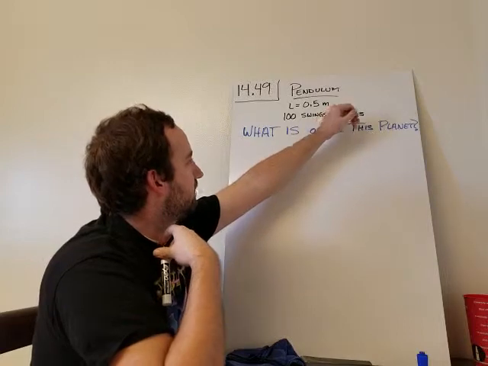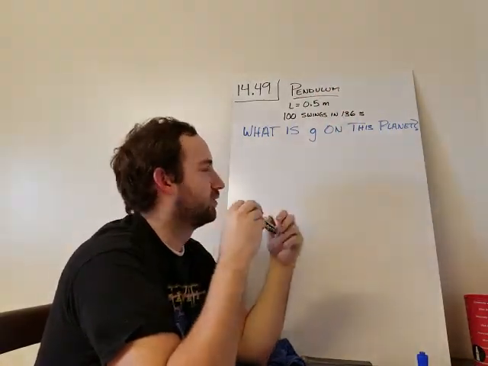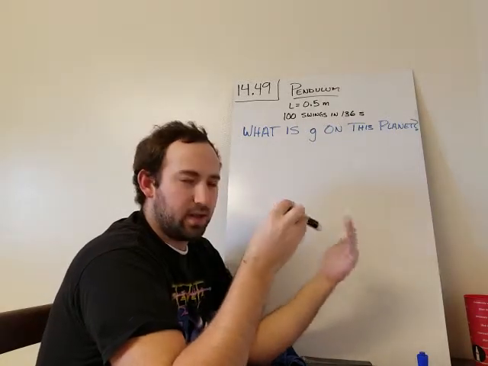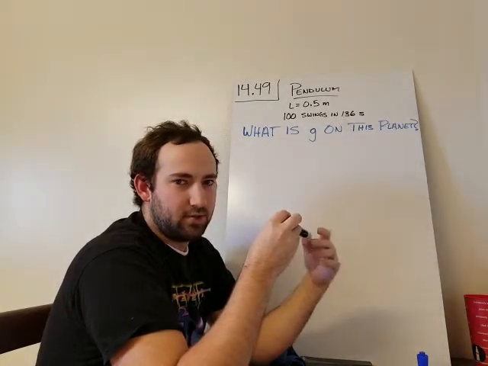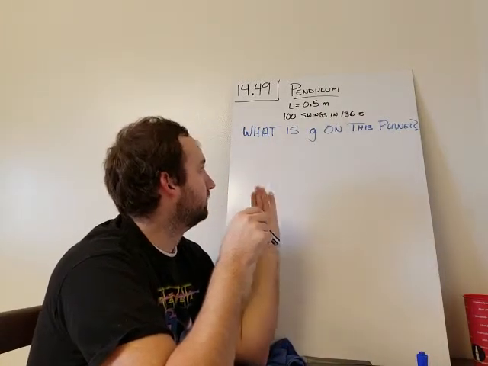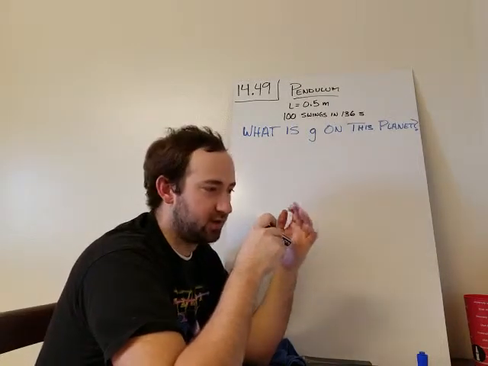I converted the centimeters to meters. I like working in meters. I always forget if I keep it in centimeters to keep my units straight, so I just switched it. And then we know that the pendulum makes 100 swings in 136 seconds.